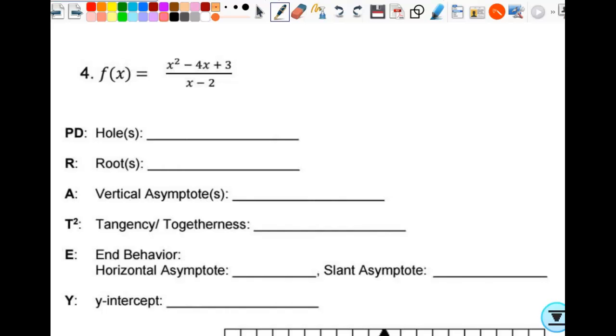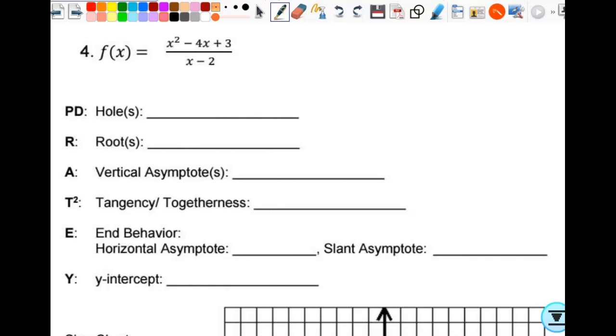Notes. Make sure you're looking at the notes and not the assignment that you just picked up. And let's do number 4. So we need to start off by factoring, right? So we're going to factor this. This is x minus 3 times x minus 1 over x minus 2.